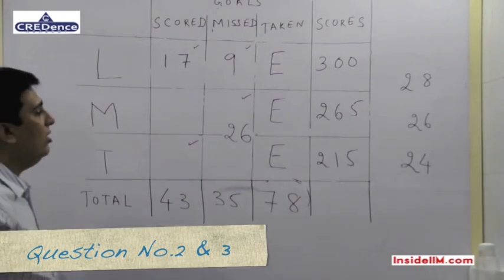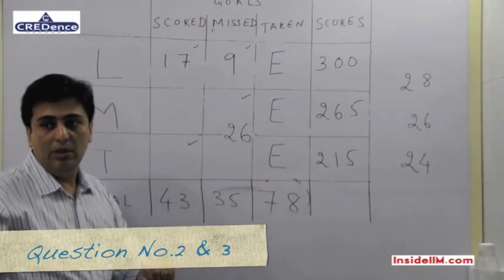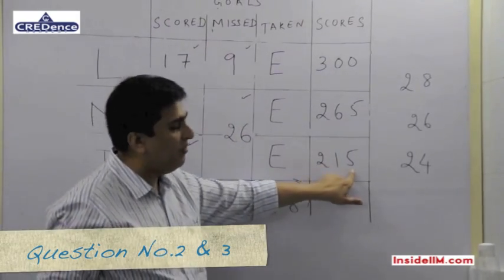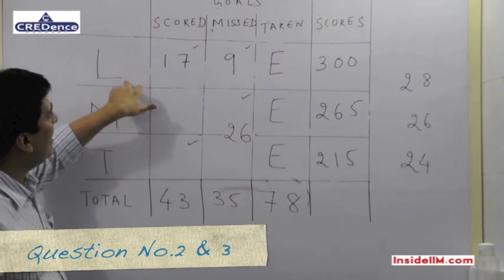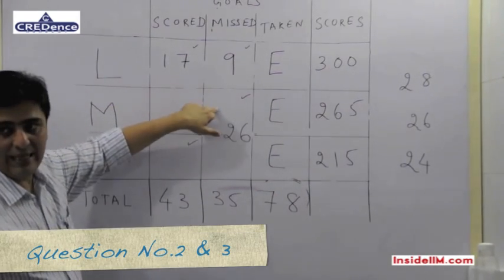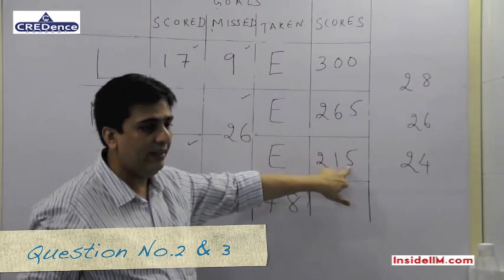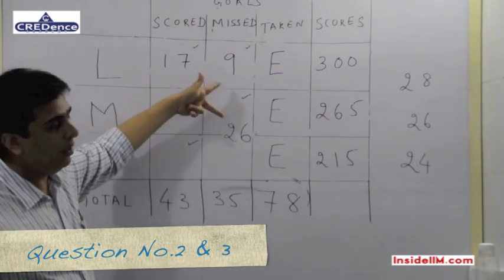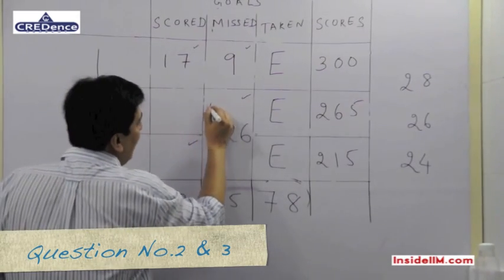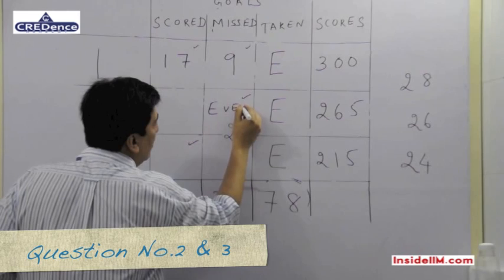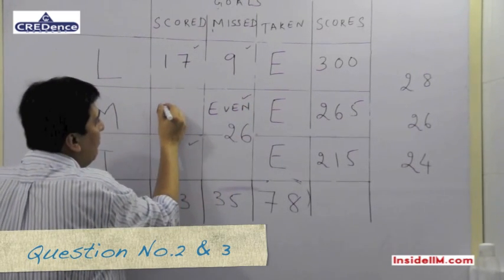Now if I look at the total score which Tevez has, 215 is an odd number. For Tevez to score 215, which is an odd number, the total number of goals missed by Lampard plus Messi has to be an odd number. Only then can this answer end in 5. If these two were an odd number, only then it is possible. So now, which means this has to be an even number. As we know, if this is even, this will also have to be even.